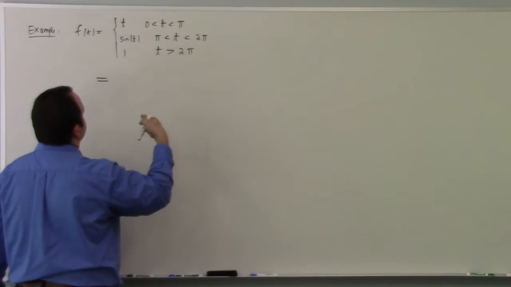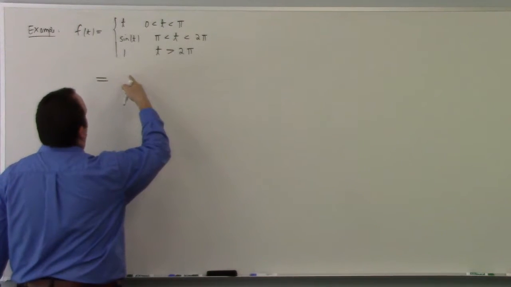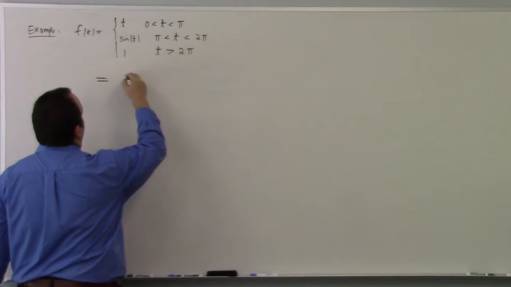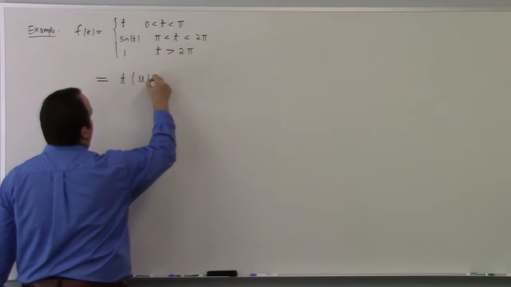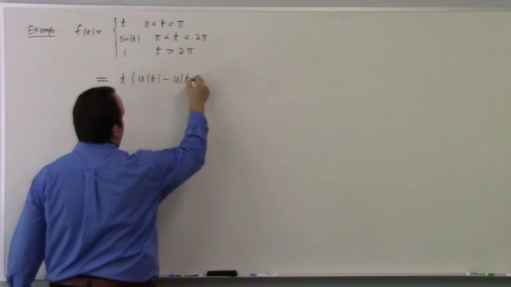Okay, so what we got here? We've got t times u of t minus u of t minus pi, right?